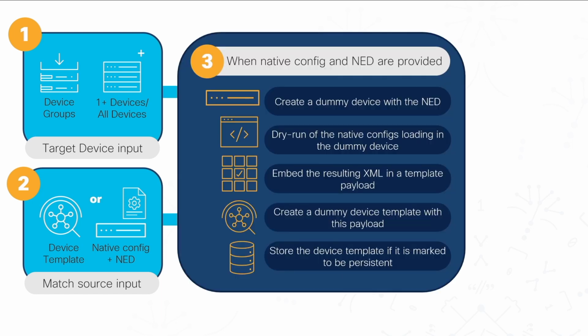So now that we have these inputs, it's time to put our system to work. Depending on the inputs that we provided, different things will happen the moment we execute. For instance, if we provided the NED ID and the native configurations, the system is going to take the NED ID and create a dummy device. In this dummy device, we're going to do a dry run of the native CLI configurations which we also provided. And the results of this dry run, we are going to use to render a valid, compliant XML payload, which we're going to use later for creating a dummy device template.